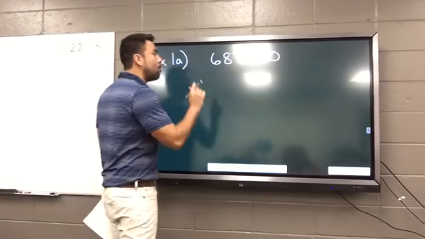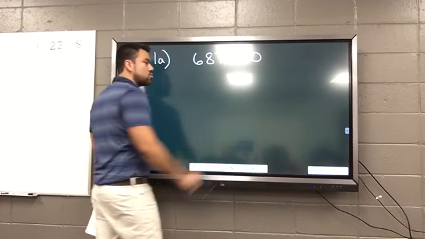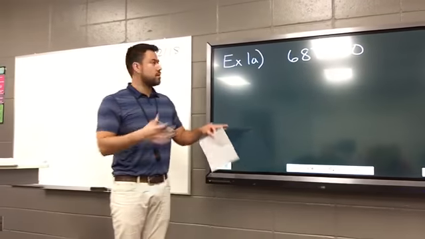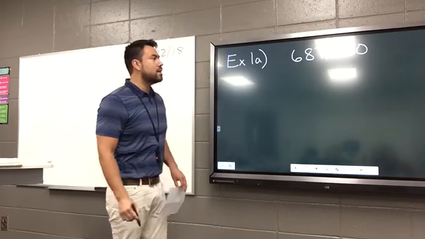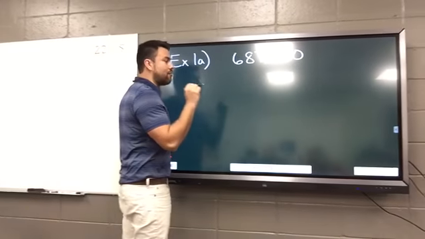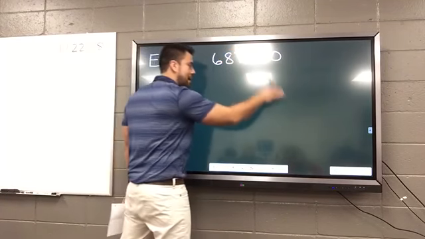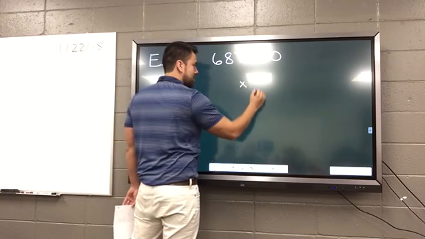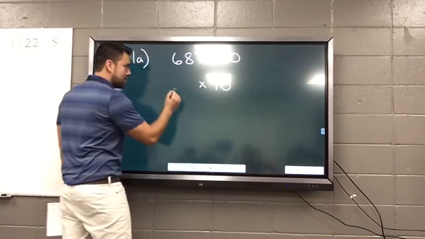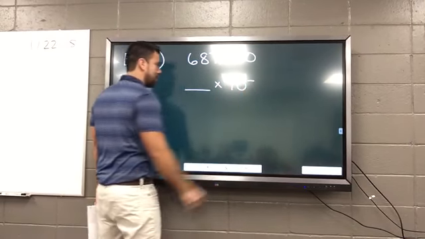All right, I want to write this in scientific notation. Right now it's in standard form. That's how you normally see a number. So I want to make it a product of a factor and a power of 10. So it's going to look something like this, with some number here and some power right there.